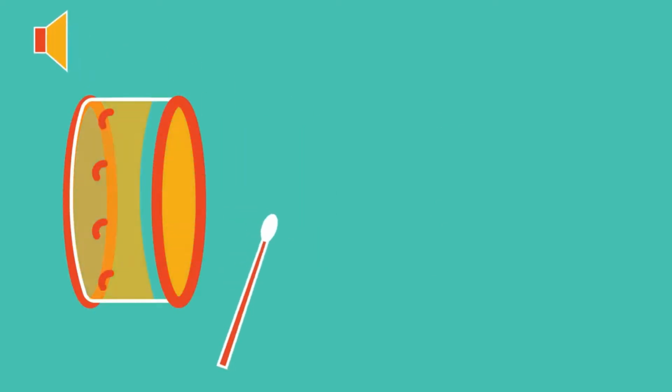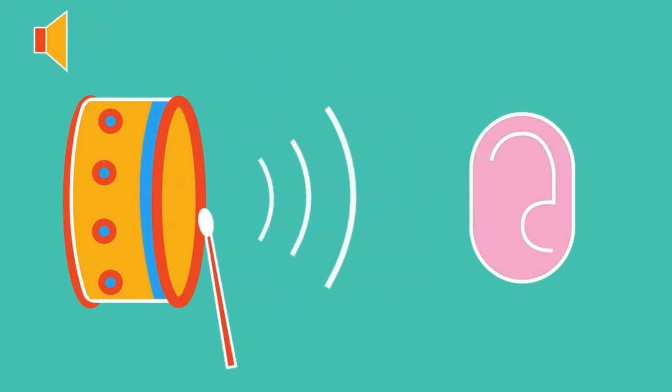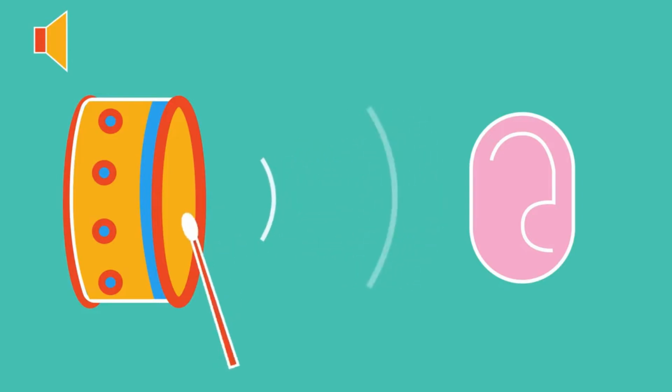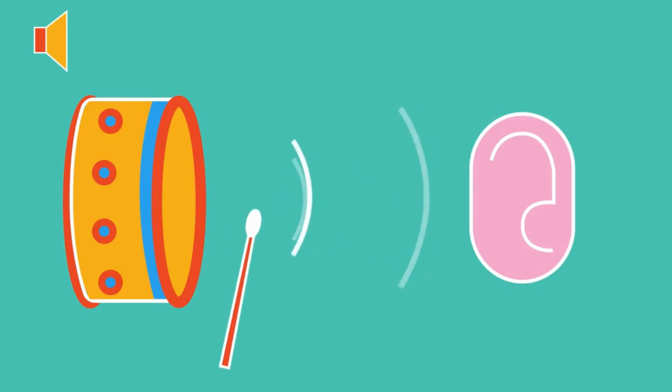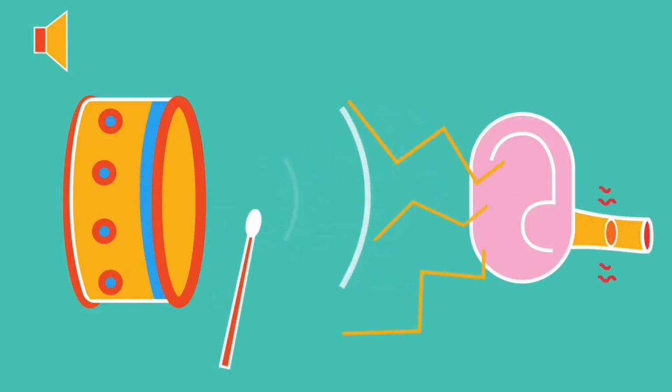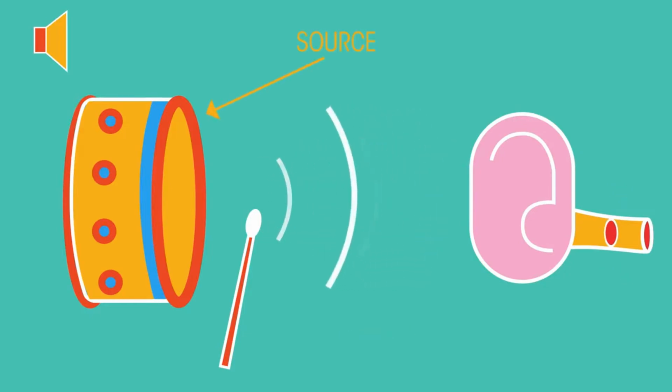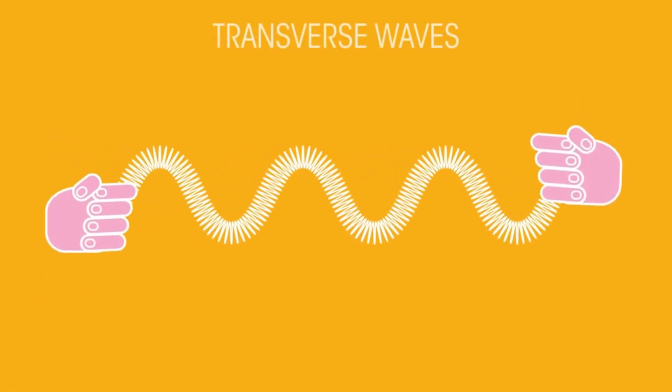When a drum is struck, the drum skin vibrates, which causes the air particles next to it to vibrate. This causes the next air particle to vibrate, then the next, and so on until the vibration reaches the ear, causing the eardrum to vibrate. The vibrating air speeds away from the source, creating a sound wave. Let's look at another type of wave, transverse waves.